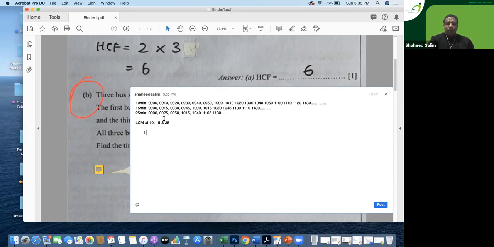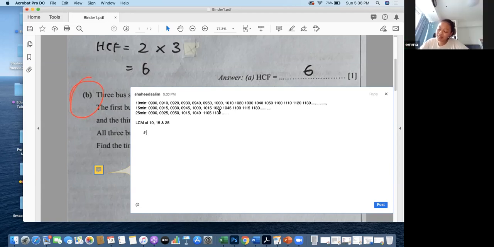You have 9 o'clock, 9:25, 9:50, 10:15, 10:40, 11:05, 11:30. I don't have space maybe.